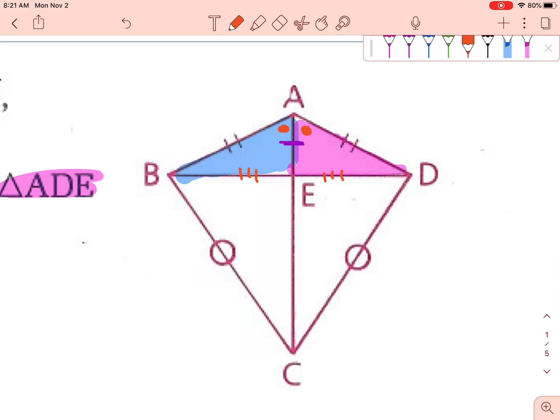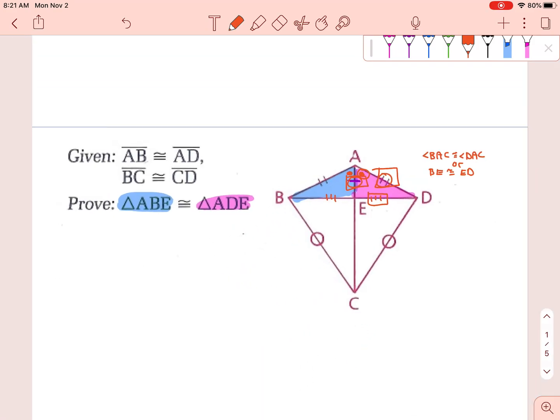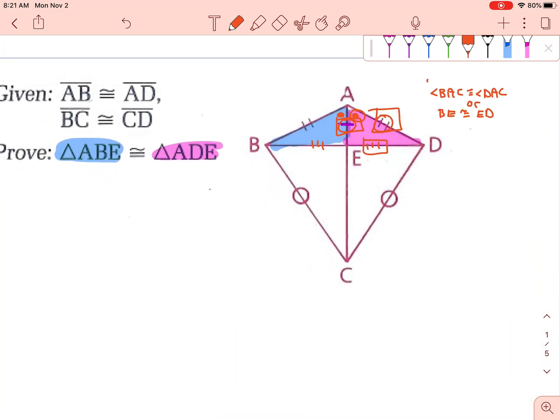So I'm going to make a little note to myself. If I can get angle BAC congruent to angle DAC, or if I can get BE congruent to ED, then my life would be complete, because I would have side, angle, side, or side, side, side. That's my end goal, to try and get a piece of this information. Unfortunately, right now we can't, so we're going to regroup.